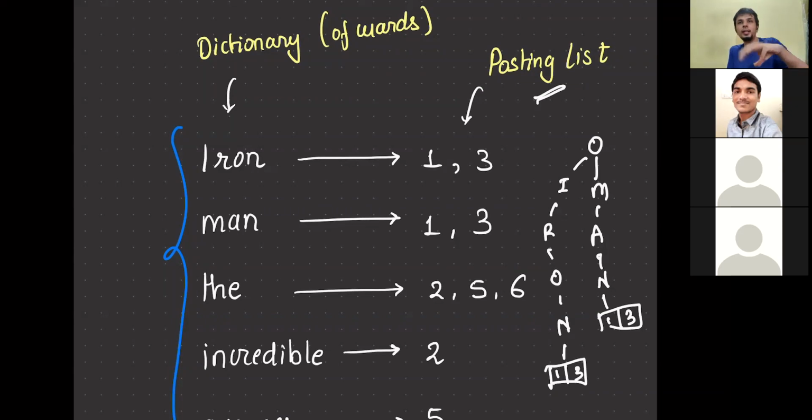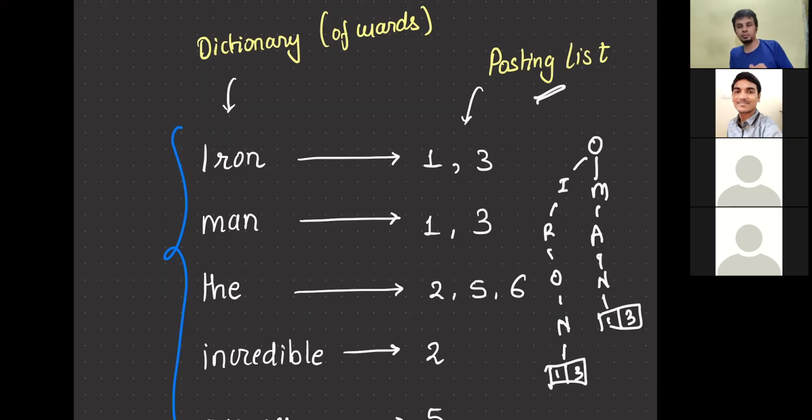Then once you get the posting lists, what would you do? There you'll find the documents in which all 4 words are present. Then you'll find the documents in which at least 3 out of those 4 words are present.